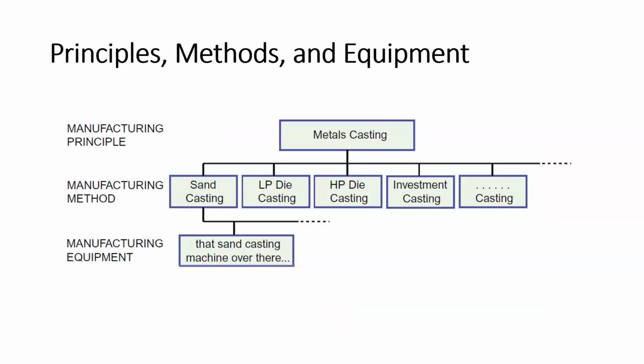So for example, we look at metal casting. Okay, metal casting would be the manufacturing principle. Then going down a level to the manufacturing method, that would be the specific type of process: sand casting, die casting, investment casting, so on and so forth. And then going down to the ground level, then we have that sand casting machine over there in the corner of your shop, right? That may or may not have different features on it, but it's specific to what you have available. All right, so that's our hierarchy: principle, method, equipment.